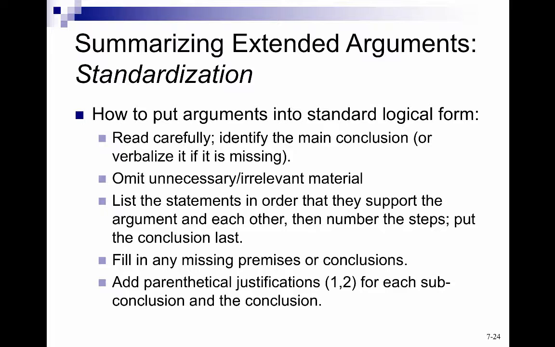Then look for things that don't belong in the argument. Take out unnecessary or irrelevant material. Then go through and list the statements, not necessarily in the order that they occur, the way we numbered arguments that we were diagramming. It's the list of statements as they lead up to the conclusion. Fill in any enthymemes and put them where they belong. The main conclusion should be the last statement in the argument. And add what are called parenthetical justifications for each sub-conclusion and the conclusion. What are those? Well, if statement 1 and 2 lead to sub-conclusion 3, then in parentheses put the numbers 1 and 2 next to sub-conclusion 3.